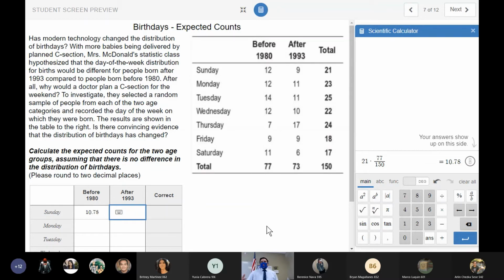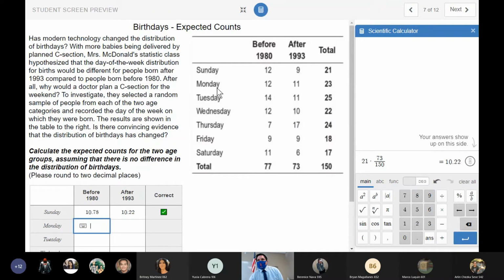All right. Now, finding your expected values with tables is somewhat easier because it keeps things pretty well organized. The expected value for after 1993 and Sunday uses the entry from this table. We're looking at this row and this column. So we'll do 21 times 73 divided by 150. So we can go back into here and just switch that to 73, and we get our next value, 10.22.